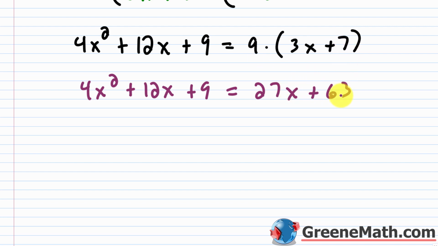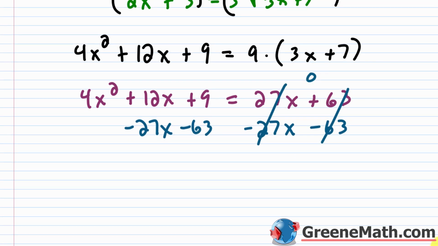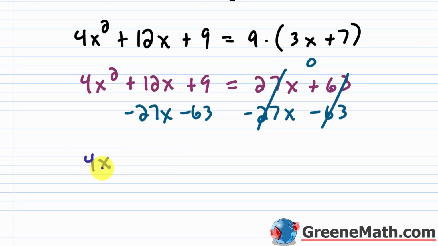So now we have a quadratic that we need to solve. For this, I would put it in standard form and see if it's something you can factor. If you can't, then just use the quadratic formula. So I would subtract 27x away from each side. Let's cancel that. Let's subtract 63 away from each side, cancel that and put this as 0. On the left, you'll have 4x squared, and then 12x minus 27x, that's going to be negative 15x. And then 9 minus 63, that's going to be negative 54. So minus 54, and this equals 0.